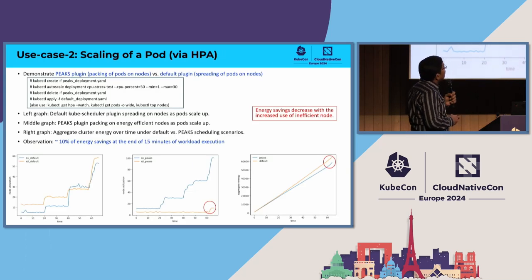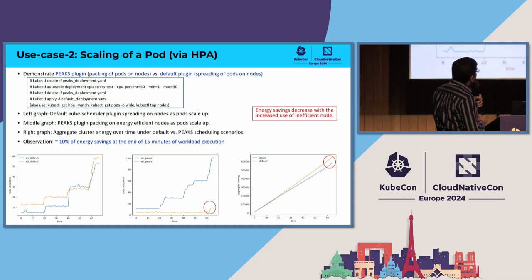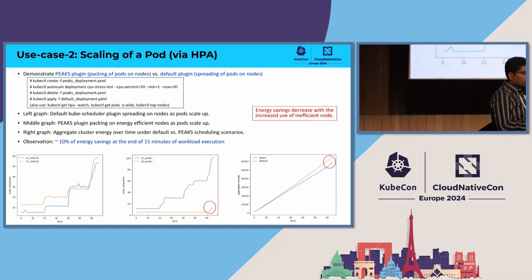The next use case is a scaling of a pod using a horizontal pod autoscaler. In this use case, we have a particular deployment, and the deployment is configured with the horizontal pod autoscaler. The particular CPU percentage here represents the fact that when the resource utilization allocated for this pod goes beyond the 50% limit, then a new pod is created by the HPA, and we want to have a minimum of one pod at any time and a maximum of 30 pods to be configured by the HPA controller.